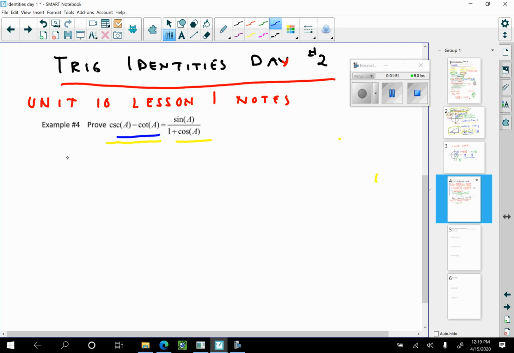And we know that cosecant A is 1 over the sine of A, and we know that cotangent of A is cosine of A over the sine of A. Keep in mind, do not write your right side because we're going to go dot, dot, dot, and end up with the right side. So right away, I have like denominators here, so I'm going to add these two fractions. I'm going to write this as 1 minus cosine of A.